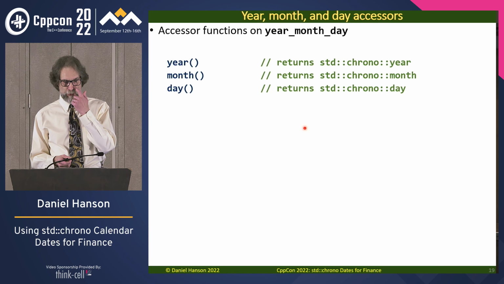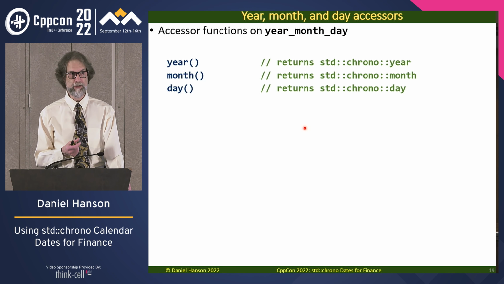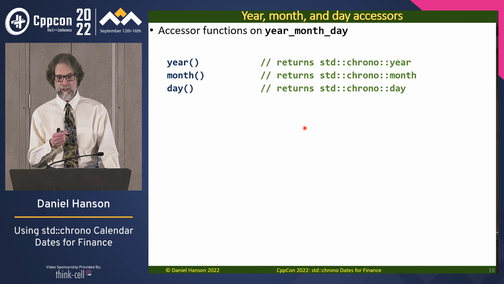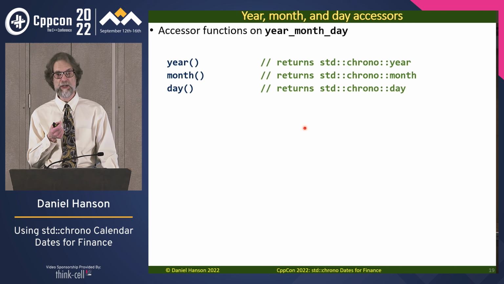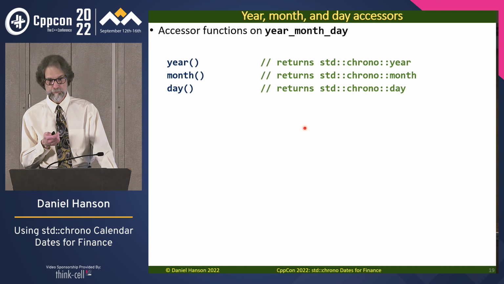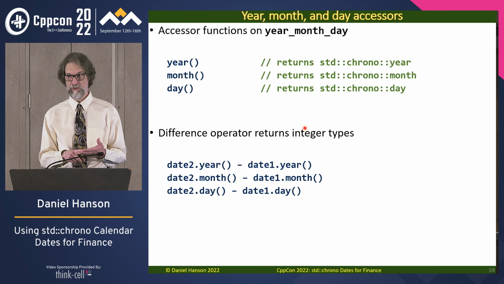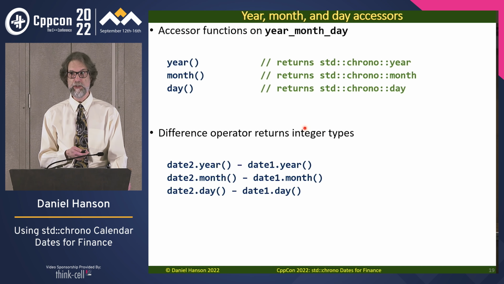Okay, we can also access the year, month, and day. Not surprisingly, they're called year, month, and day. However, these are going to return, again, the std::chrono objects, not integer values. You can get the integer values by casting them. For a year, you need to cast it to an int. For month and day, you cast it to unsigned. You can also get the difference between years, months, and days. Say, for example, the 30/360 day count. You just subtract them, and these will return integer values, so you don't have to do any conversion here.